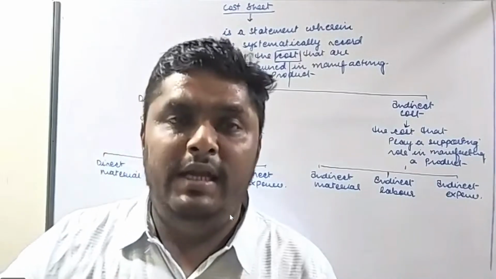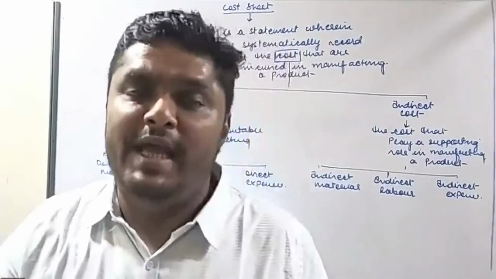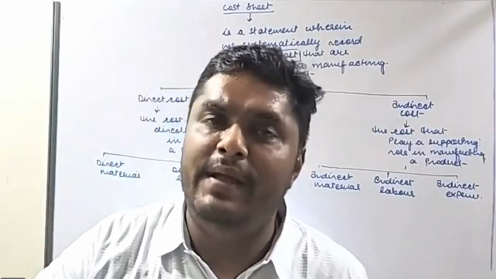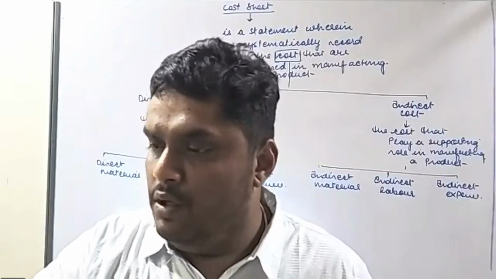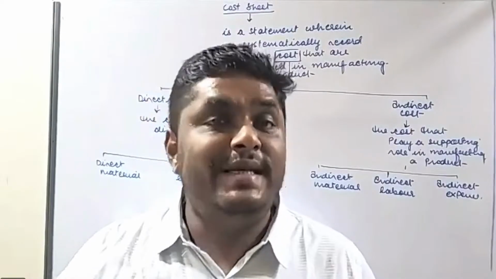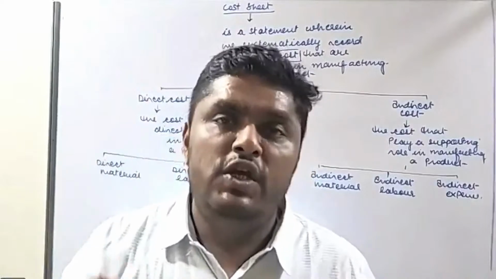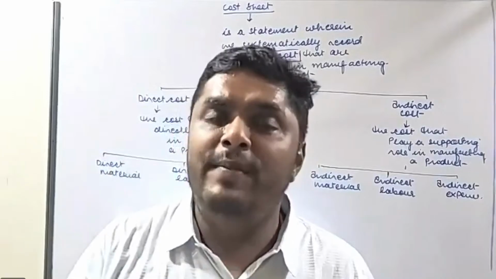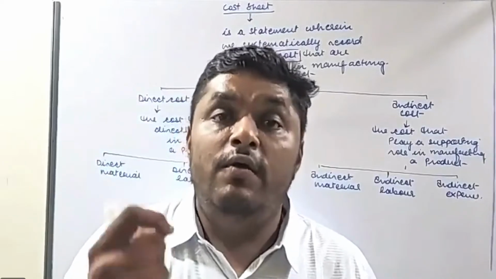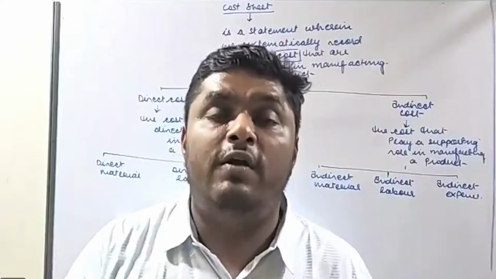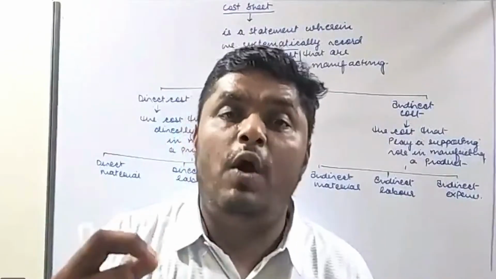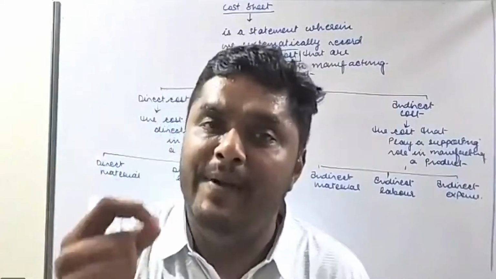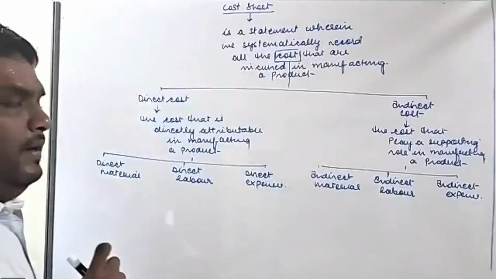Now, let me discuss this concept with the help of a few examples. That is, what is the difference between direct and indirect material, direct and indirect labor, and direct and indirect expenses. So let's say I'm the manufacturer of shirts. What is the shirt made up of? Fabric. So fabric is my direct material. This is the major ingredient in manufacturing a shirt.